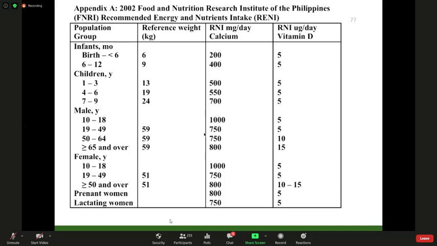So just take note that for the average male and female adult, the requirement is around 750 milligrams. For older women, especially the menopausal, it's around 800. But like I will tell you later, the Osteoporosis Society actually recommends a much higher dose for the postmenopausal. Ang recommendation nila ng OSPI is actually 1,000 milligrams of calcium, rather than just 800 milligrams such as shown here.